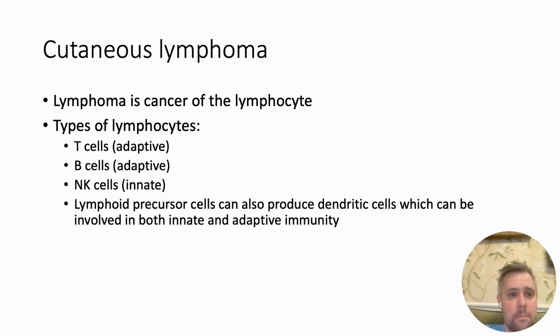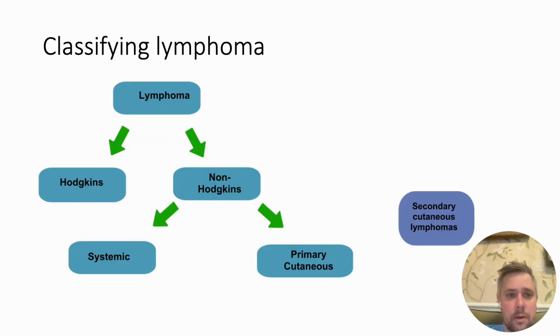of cutaneous lymphoma. So lymphoma is a cancer of the lymphocyte, and the type of lymphocytes that we see are T cells and B cells, which of course are part of the adaptive immune response, and natural killer cells, part of the innate immune response. And also there are lymphoid precursor cells, which can produce dendritic cells, which can be involved in both innate and adaptive immunity.